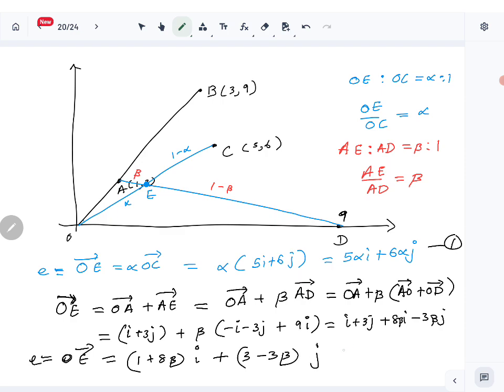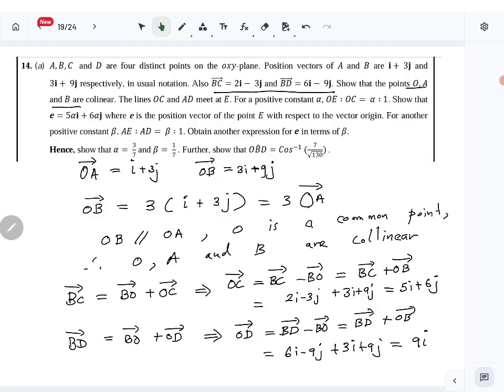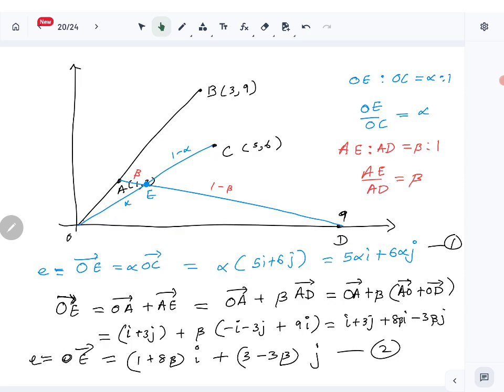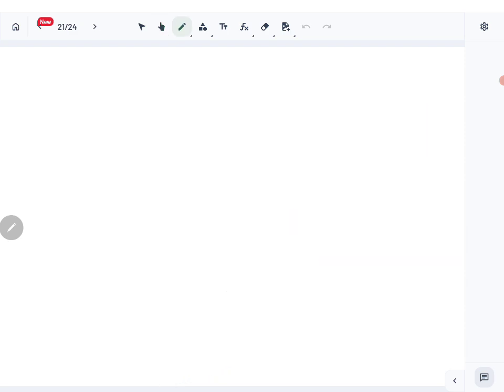So let's take this as expression 1, this as expression 2. So we found that, hence show that alpha and beta are equal to these values. So these two are the same vector. Expression 1 and expression 2 give you the same vector OE. So that means the i components have to match: 5 alpha has to be equal to 1 plus 8 beta, and the j components have to match: 6 alpha has to be 3 minus 3 beta.